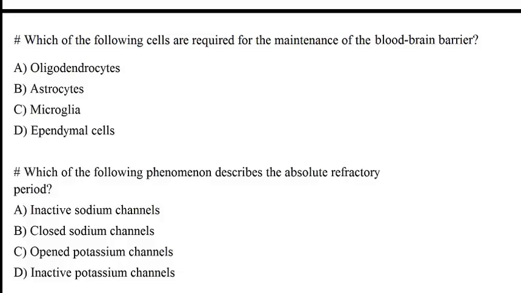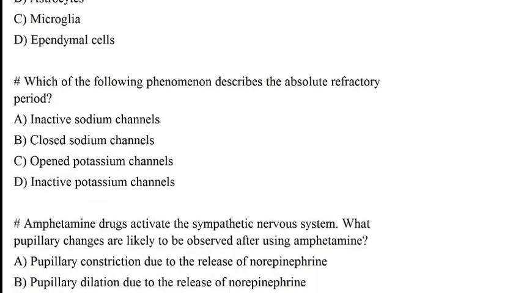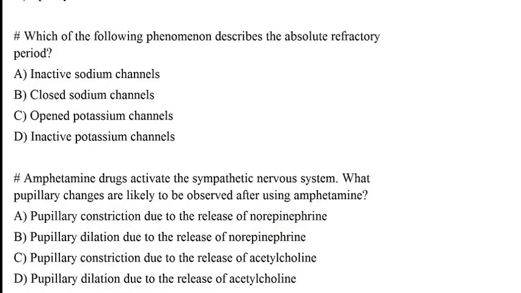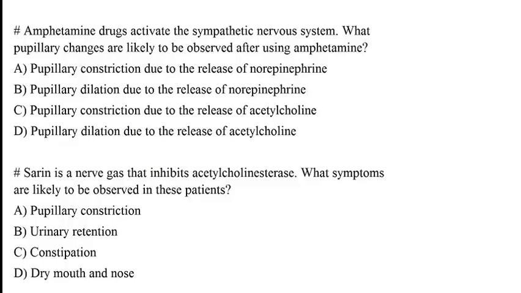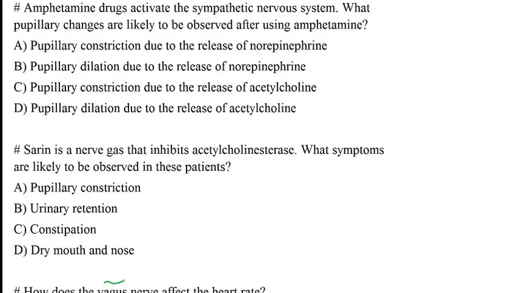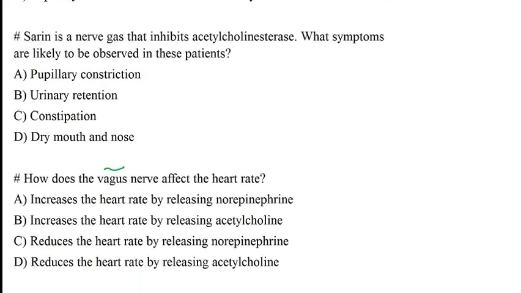Which of the following cells are required for the maintenance of the blood-brain barrier? Next question: which of the following phenomena describes the absolute refractory period? Next question: amphetamine drugs activate the sympathetic nervous system. What pupillary changes are likely to be observed after using amphetamine? Next, sarin is a nerve gas that inhibits the acetylcholinesterase enzyme. What symptoms are likely to be observed in these patients? And then finally, how does the vagus nerve affect the heart rate? I'm giving you a clue: the vagus nerve is part of the parasympathetic nervous system.